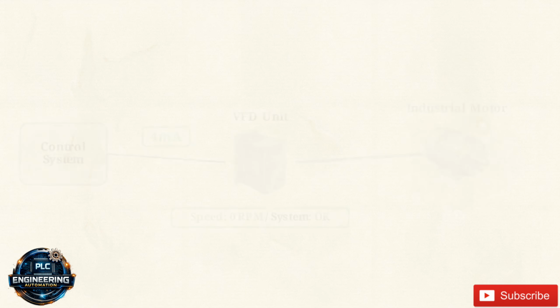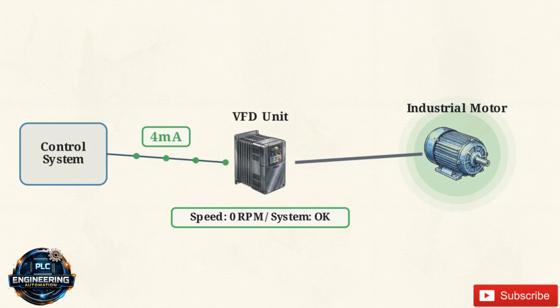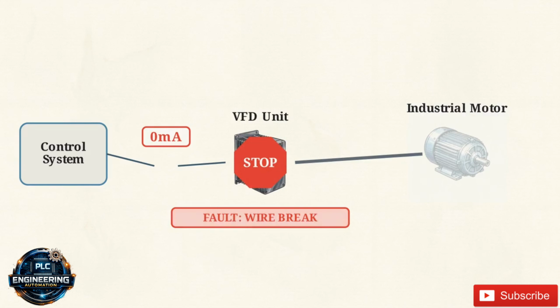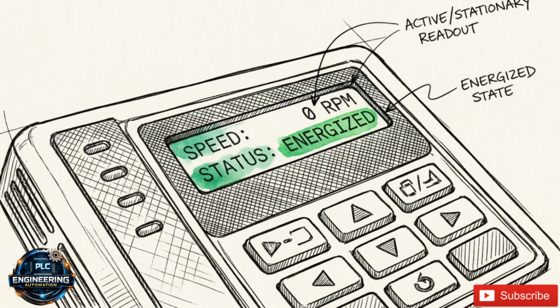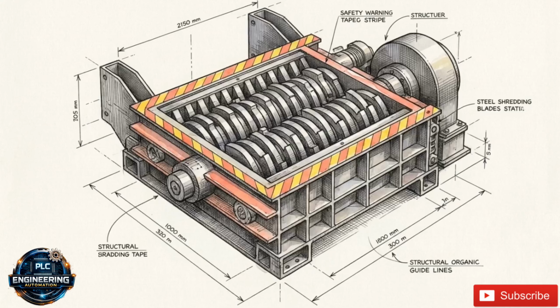zero. Here, the baseline command for 0 RPM is 4 milliamps. This creates an automatic failsafe. If the control wire is severed, the current drops to 0. The drive recognizes it has lost its baseline, flags a wire break fault, and immediately stops the motor. If that same wire broke in a 0 to 10 volt system, the voltage drops to 0 or energized while waiting for the next command, a highly dangerous state for a broken machine.